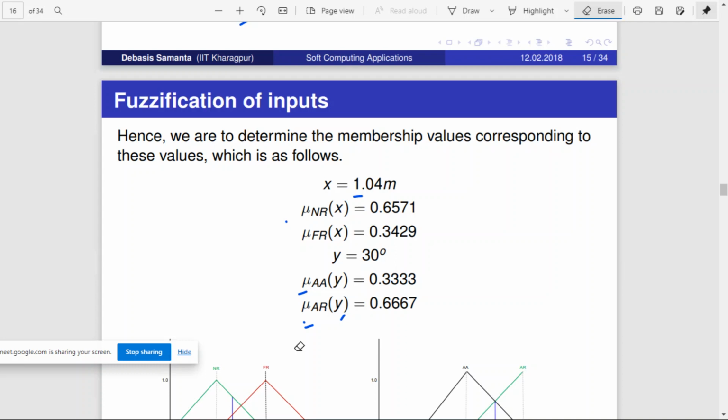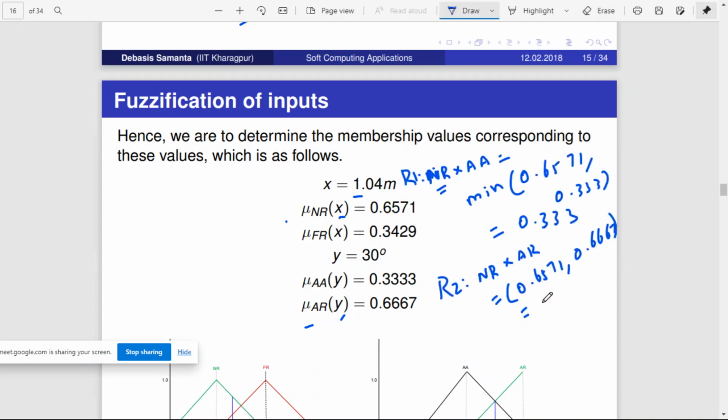So NR is what? 0.6571 and AA is 0.333. So what is the minimum? 0.333. This is the strength of this rule. So let us call it R1. R2, if you take, it is NR and AR. So what is NR and AR? Again 0.6571 and 0.6667. What is the minimum? 0.6571. This is the strength of this rule, rule 2.